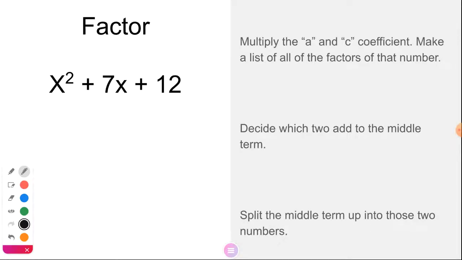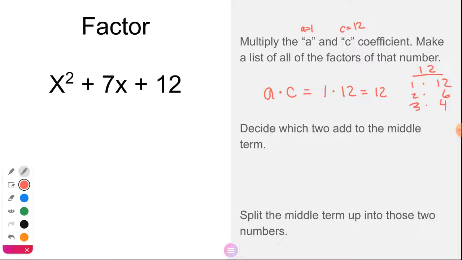Okay, so here we have a trinomial, x squared plus 7x plus 12, and we need to take this 7x right here and split it up into two terms. So our a is 1, c is our constant, so c is 12. a times c is equal to 1 times 12, which is 12. So we want all of the factors of 12. So if we look at the factors of 12, we have 1 times 12, 2 times 6, 3 times 4. I believe that's all of them.